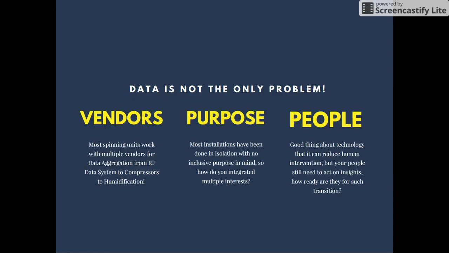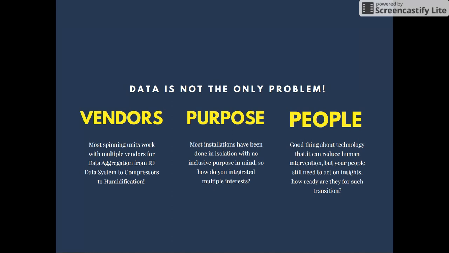Now, it's not that data is the only problem. What are the problems that industries face? In most spinning units, you work with multiple vendors for data aggregation. Someone gives you printer machines, extensions where you get the infrared data. Someone gives you data to monitor compressed air. Someone gives you data to monitor humidification. They're all different vendors with different interests and purposes.